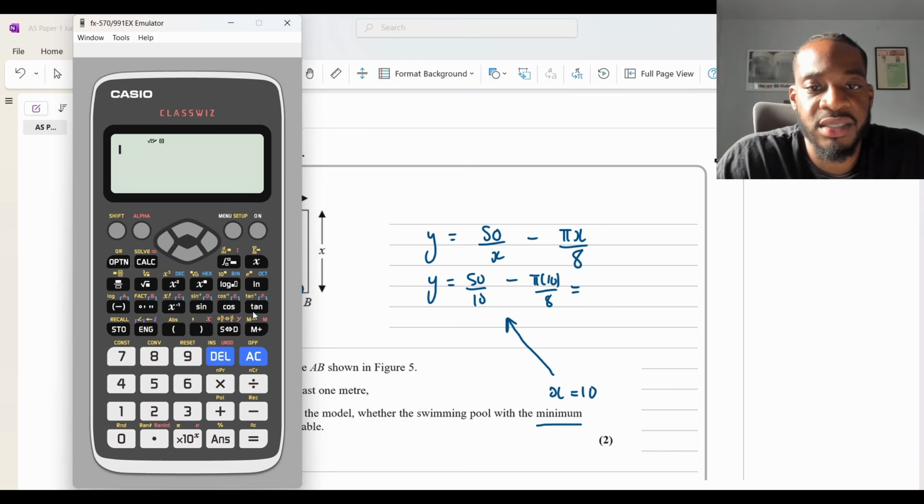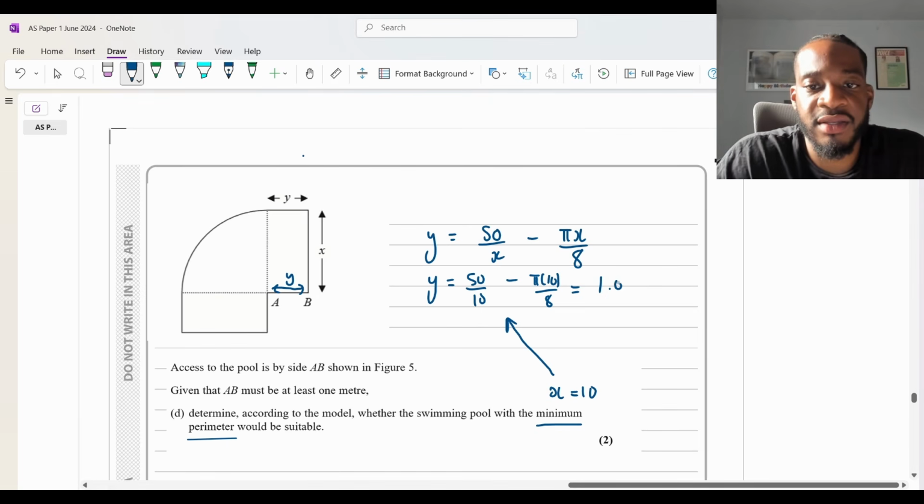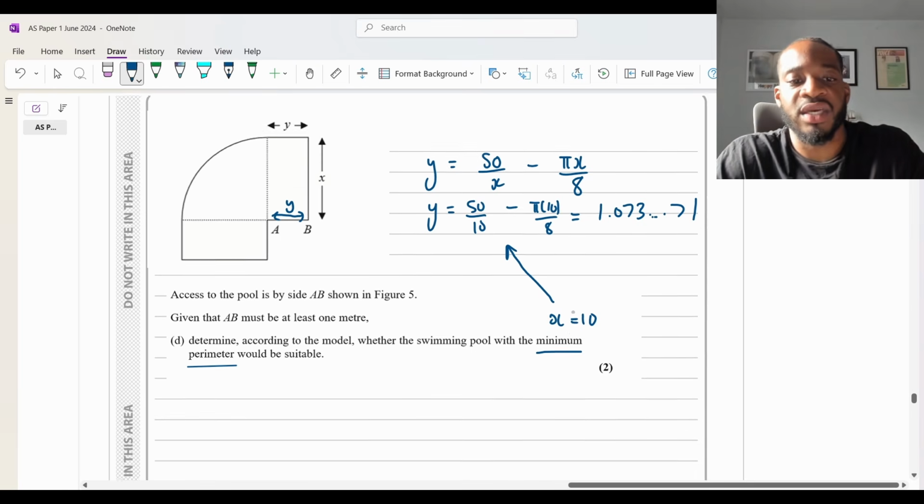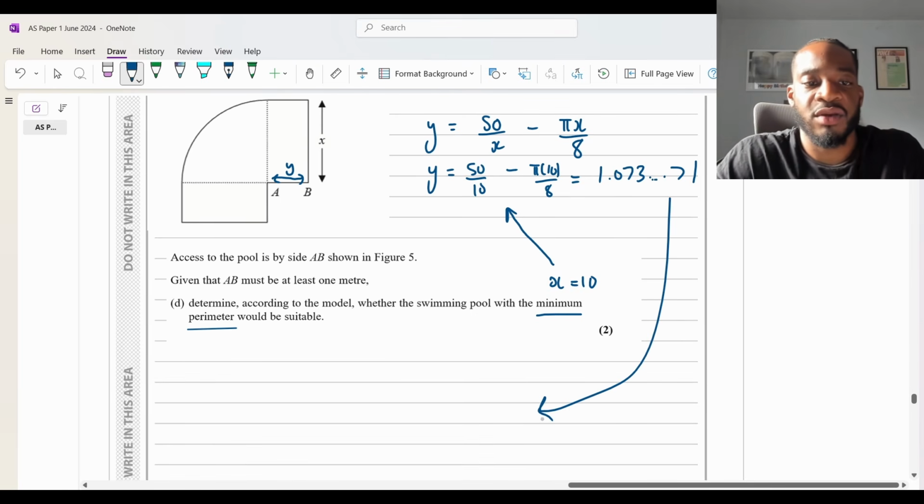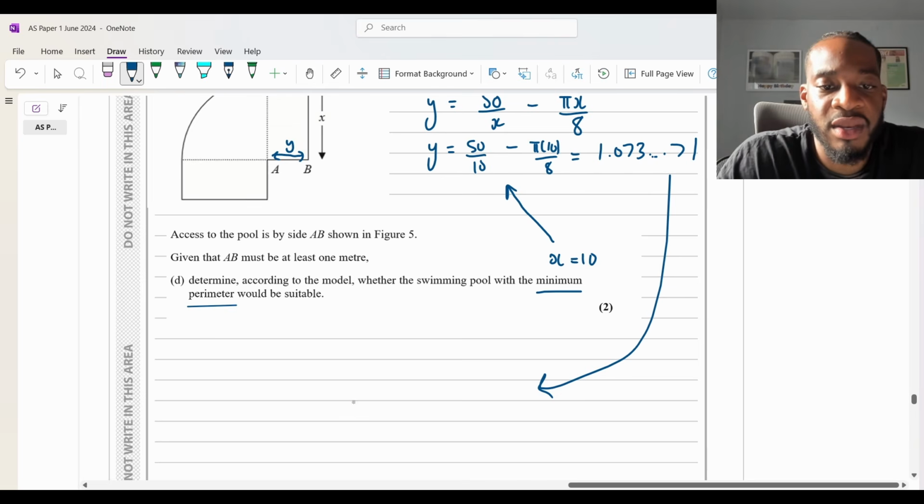Plugging this in, it's going to be 50 over 10, which I know is 5, but I'll just write it like that anyway, minus pi times 10 over 8. And this is equal to 1.073, and that is more than 1. So since it's more than 1, we could say, therefore, the minimum perimeter is suitable.